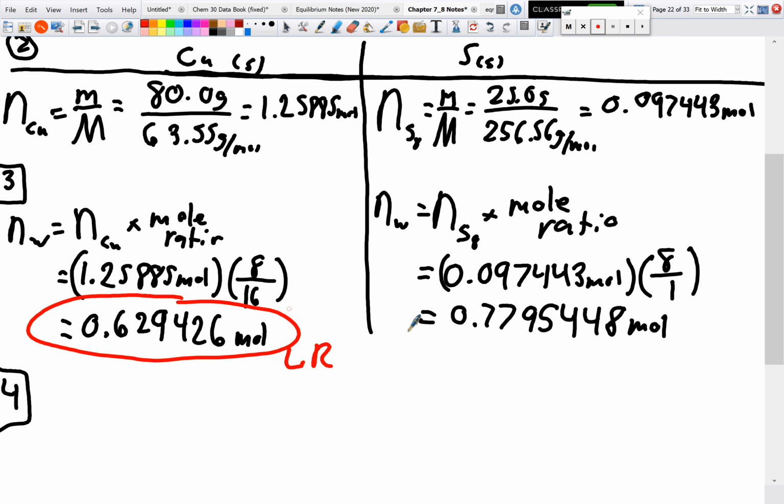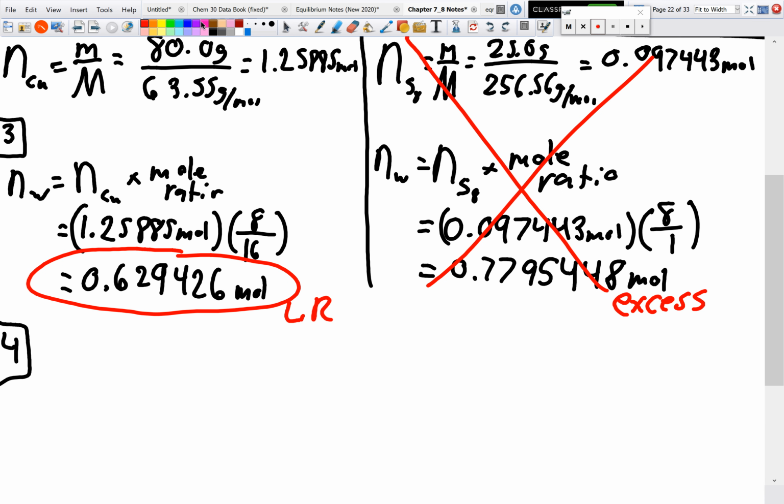So this number we're going to use, which means that we can scratch out this work right here, and this is the excess, because we're not going to need it. So we use the number that is lowest to complete our question.